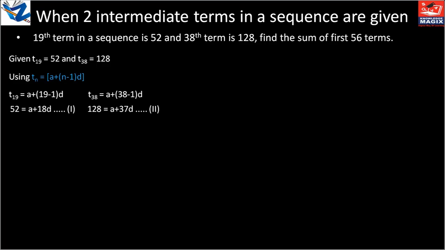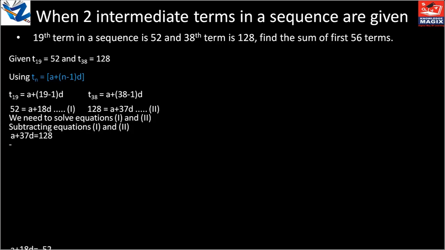52 is equal to a plus 18d is the equation 1. 128 is equal to a plus 37d is the equation 2. We need to solve equations 1 and 2. Subtracting equations 1 and 2, a plus 37d is equal to 128 minus a plus 18d is equal to 52. So we get 19d is equal to 76. d is equal to 4 is the equation 3.